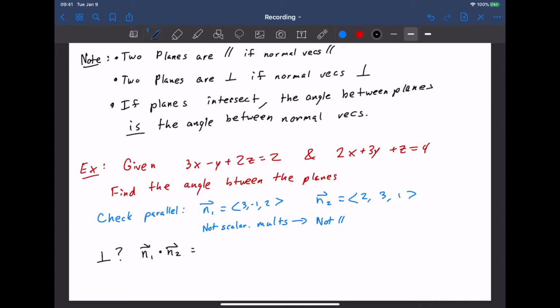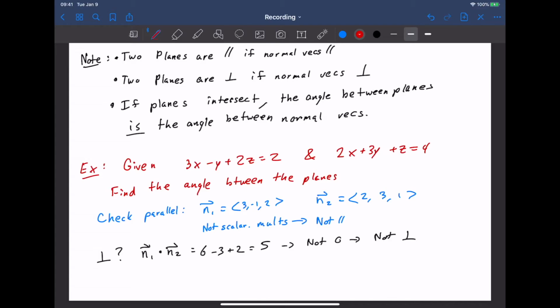So I'm going to do this dot product. 6 minus 3 plus 2. I'm getting 5. Not perpendicular. Why? Because it's not 0. Not perpendicular. So then we could find the angle. And how would we find the angle?